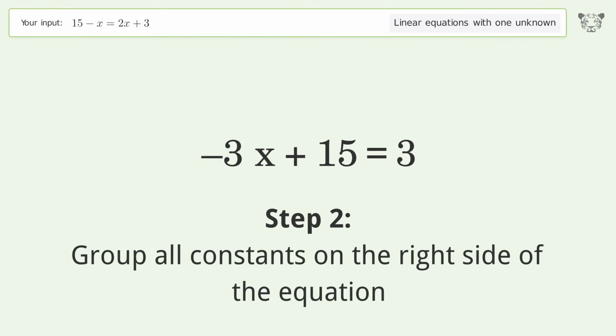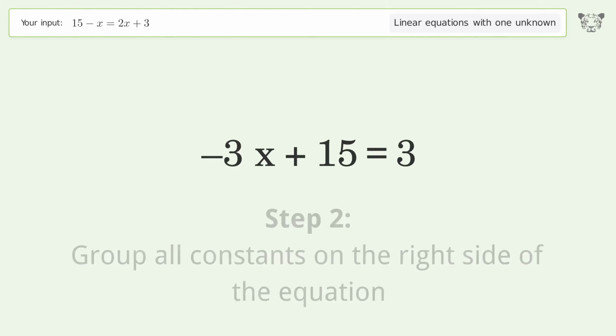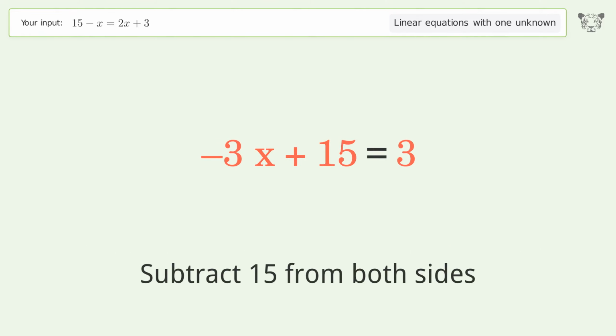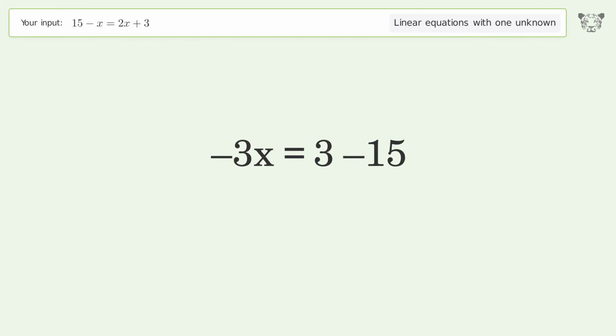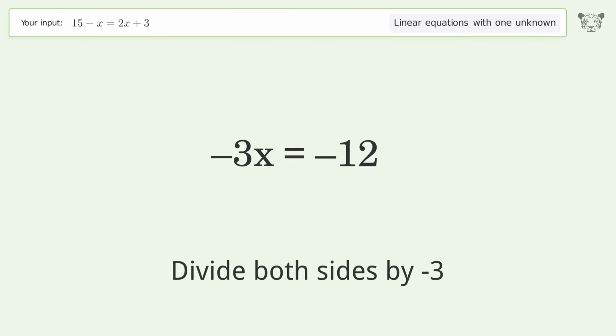Group all constants on the right side of the equation. Subtract 15 from both sides. Simplify the arithmetic. Isolate the x. Divide both sides by -3.